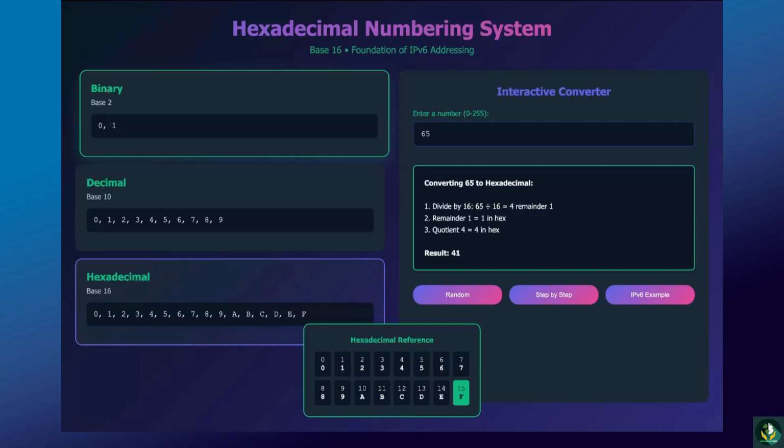Hexadecimal, base 16, uses 16 unique symbols. So these are numbers 0 through 9 and letters A through F, representing values 10 through 15. For example, the decimal number 16 is written as 10 in hexadecimal format, and the binary number 1111 is written as F in hexadecimal. So 4 ones is written as F. And understanding the system is key to converting IPv6 addresses from binary to hexadecimal.